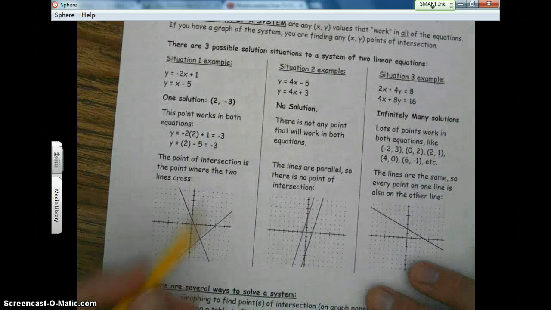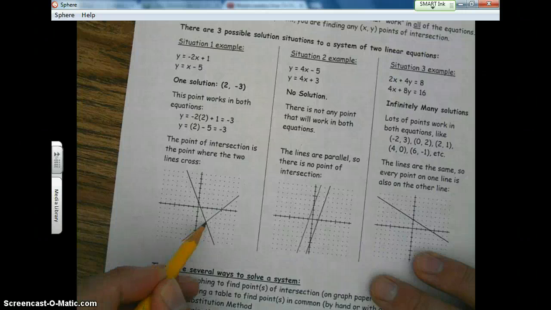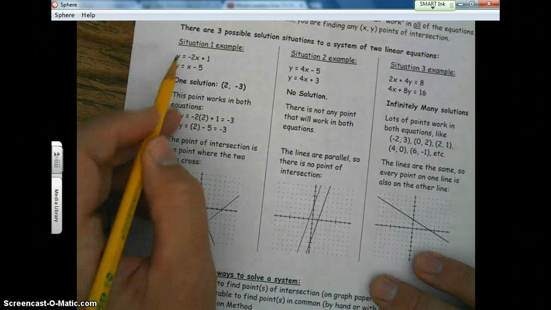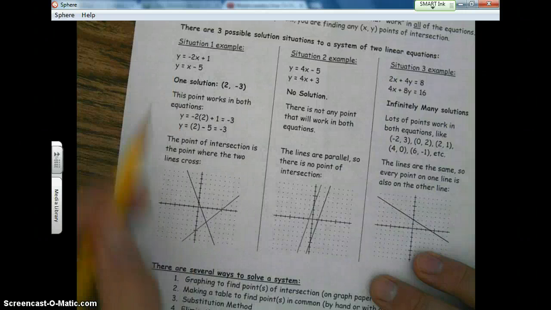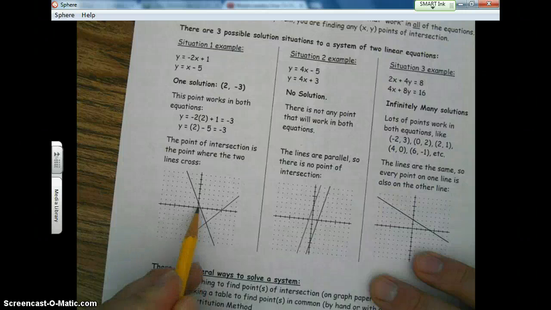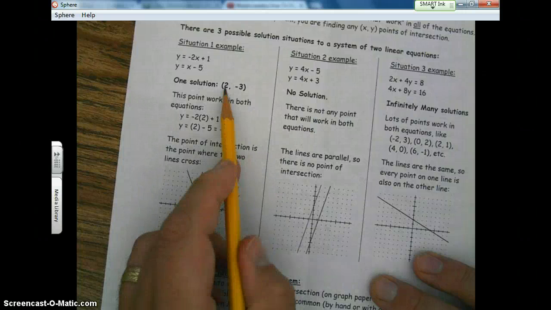First, we have where the two lines intersect. So if I graphed this equation and this equation, we could find the solution: 2, negative 3.